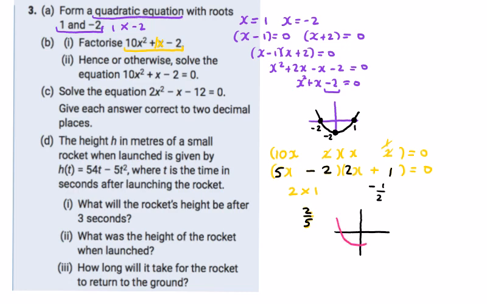Positive and negative root, where does it cross the y-axis? Minus 2, minus 2, positive root 2 over 5, and negative root minus 1 over 2. And remember, these are all sketches.